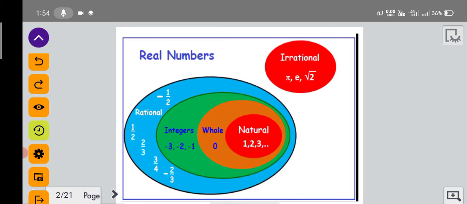So the rational numbers are the combination of natural numbers, whole numbers, integers, and all the decimal numbers, or we can say all the fractions. So rational numbers are the combination of all the numbers which can be written in the form of p upon q, where p and q are integers and q is not equal to 0.